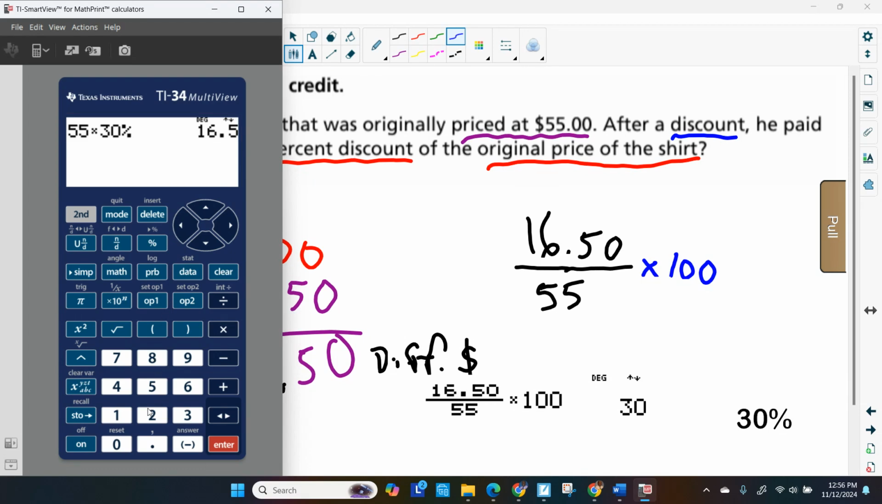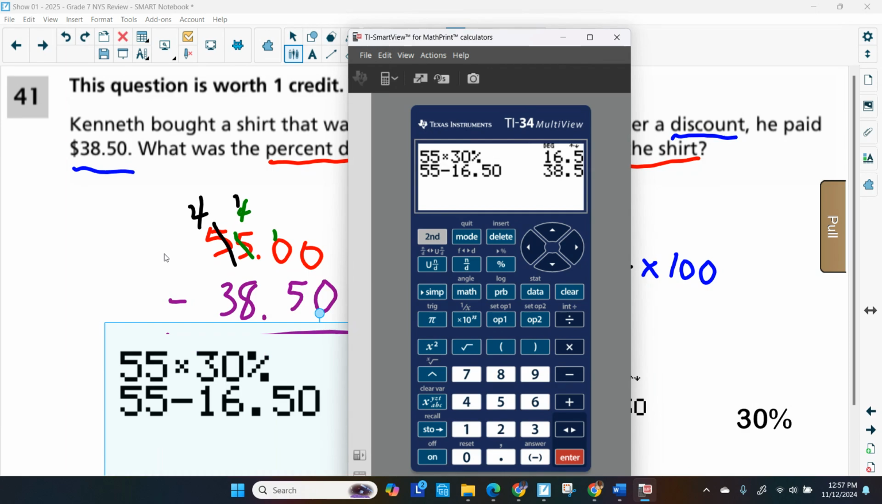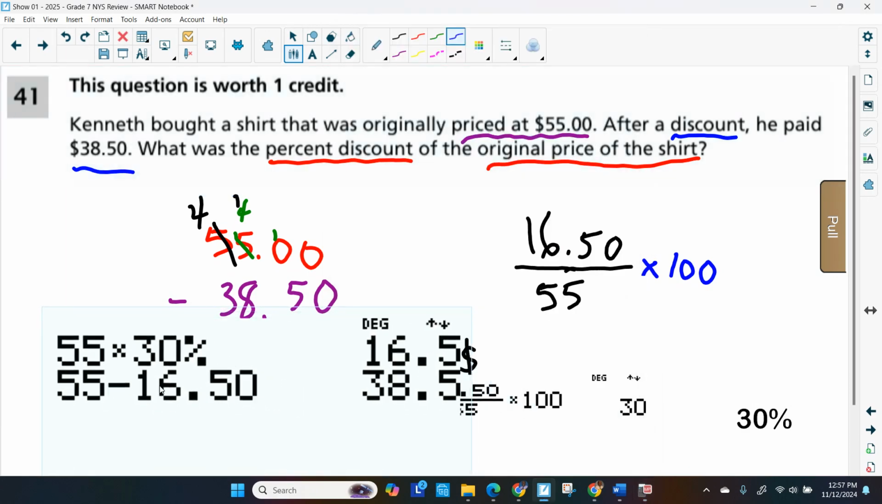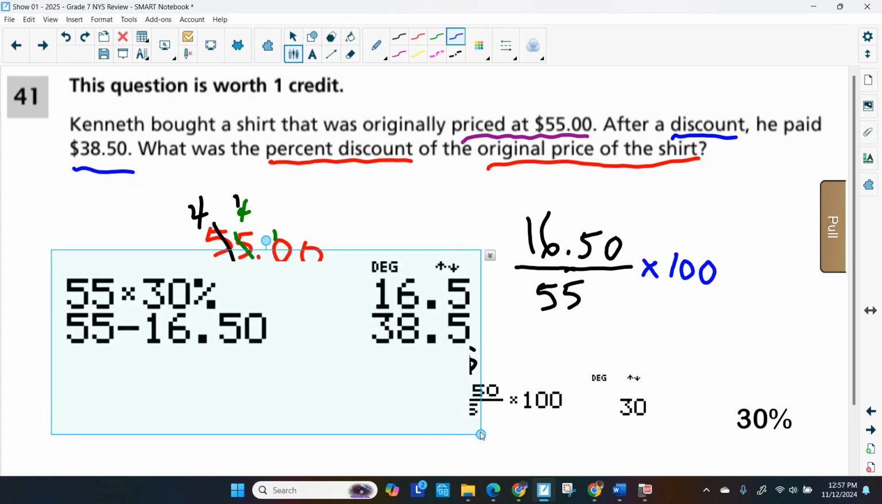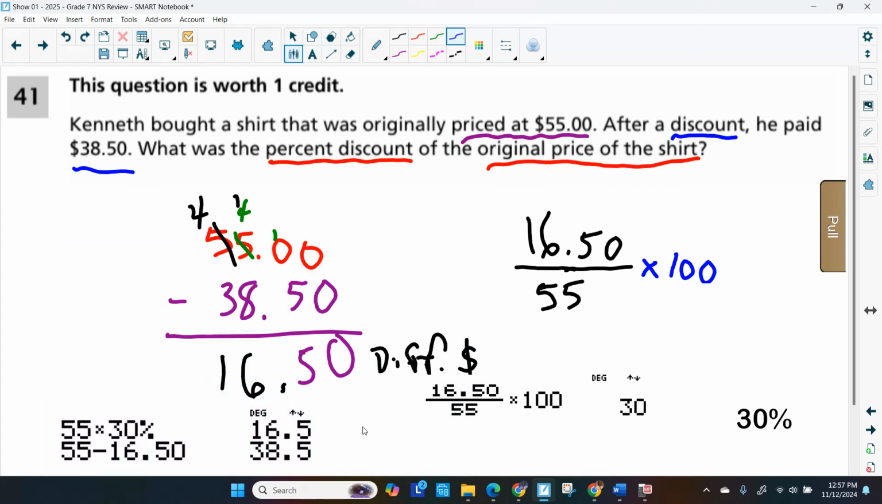Because if I take the price, which was $55, and subtract $16.50, guess what I'm going to get? $38.50. And if you look over here, he paid $38.50. So this is a way we check to make sure we got it right. So 30% was definitely correct. So we did a lot of nice work here.